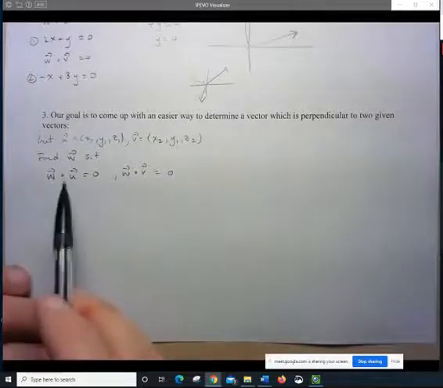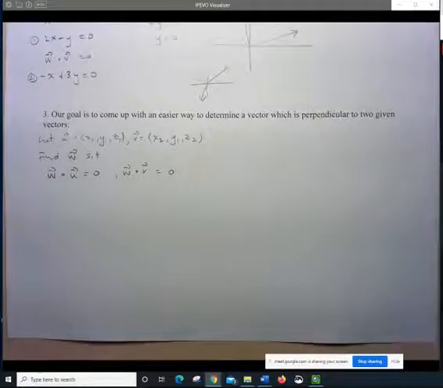remember, how many vectors do we expect to be able to satisfy these conditions? We expect there to be infinitely many possibilities, all right? So essentially, they chose one of those possible scenarios to be what we call the cross product, all right?